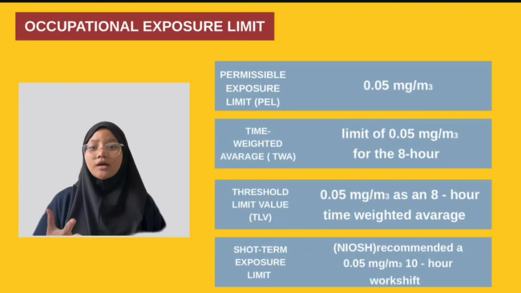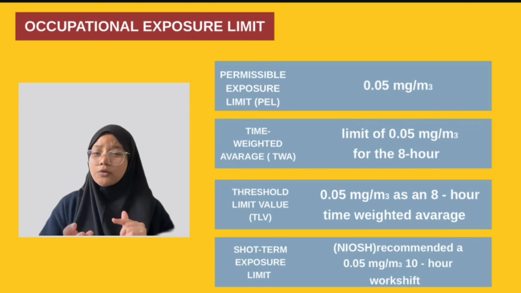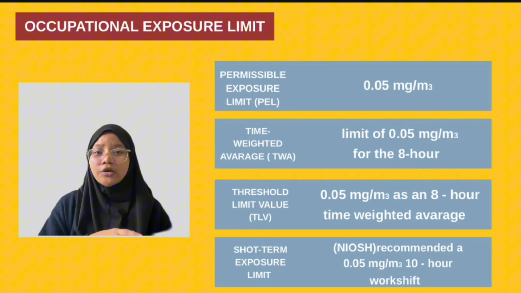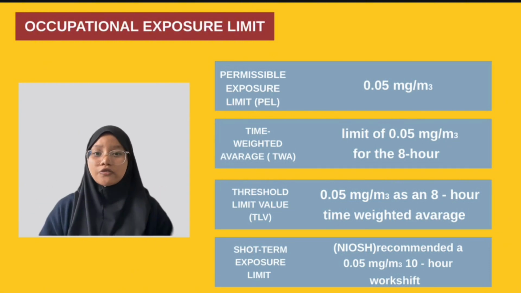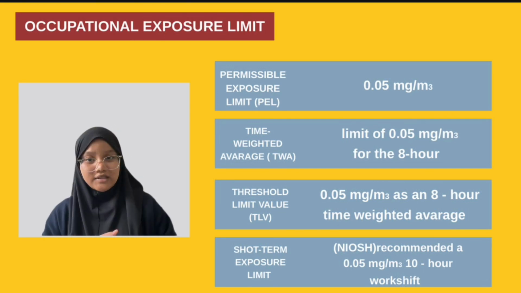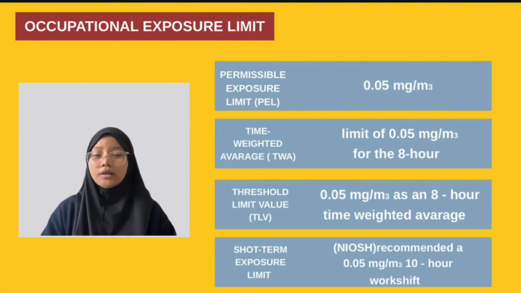The occupational exposure limit: PEL is 0.05 mg per cubic meter, TWA limit of 0.05 mg per cubic meter for 8 hours, TLV 0.05 mg per cubic meter as an 8-hour time-weighted average. Last, for the short-term exposure limit, Nayash recommended 0.05 mg per cubic meter for a 10-hour work shift.